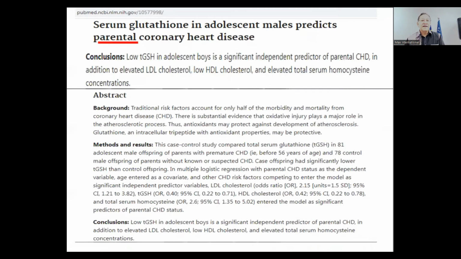Okay. Right? So low total glutathione in adolescent boys is a significant independent predictor of parental coronary heart disease, in addition to elevated LDL cholesterol, low HDL cholesterol, and elevated total serum homocysteine concentration. Those are the classical risk factors. But now you have to add this. You have to check your adolescent boys' level of glutathione and add it to your risk.